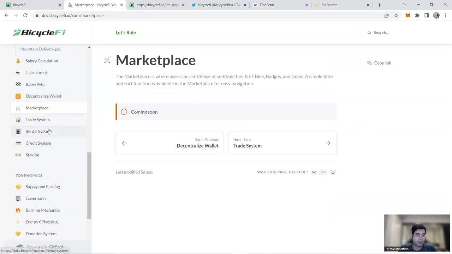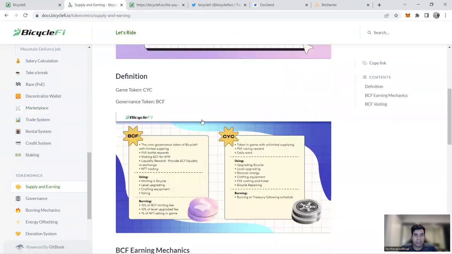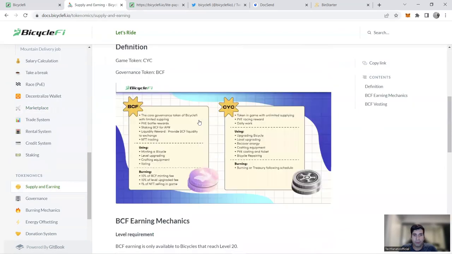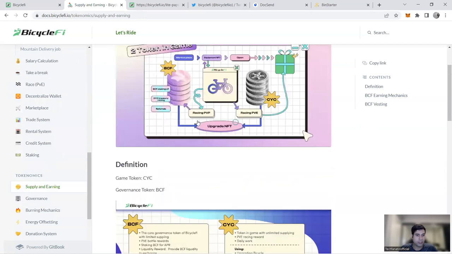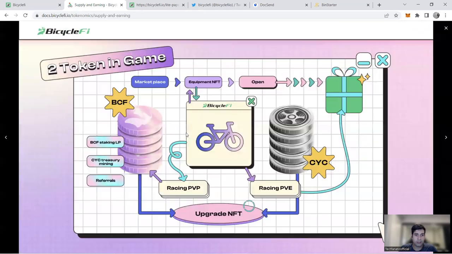They'll have a rental system, trading system, and credit card system, as well as staking. So these are the sort of functionalities that they have for earning the token. Now, in terms of the tokenomics, they have two different tokens for the game. One is the game token, which is CYC, and the other token is BCF, or the governance token.